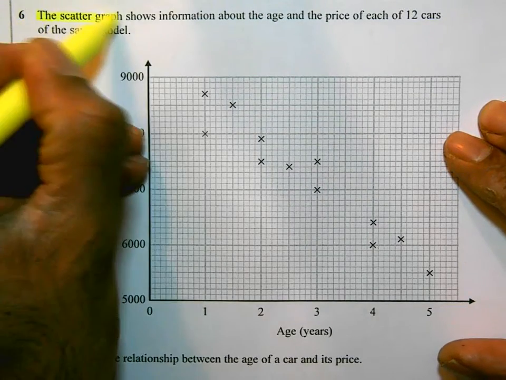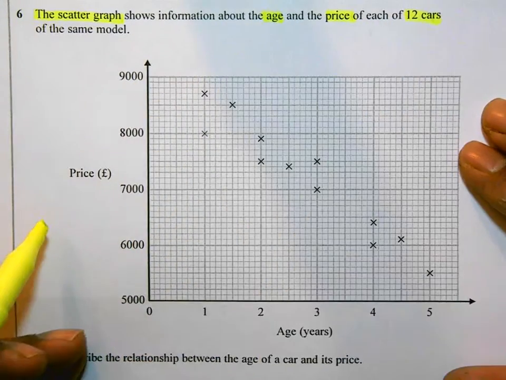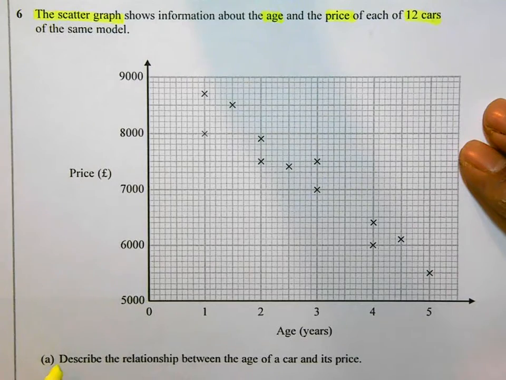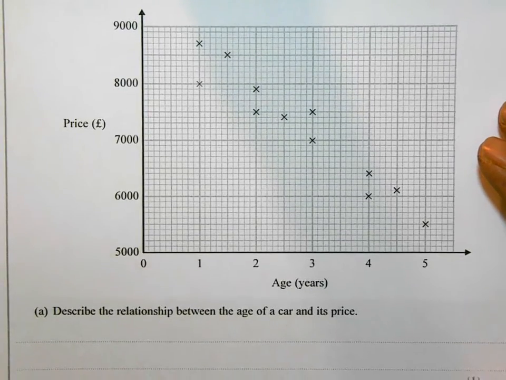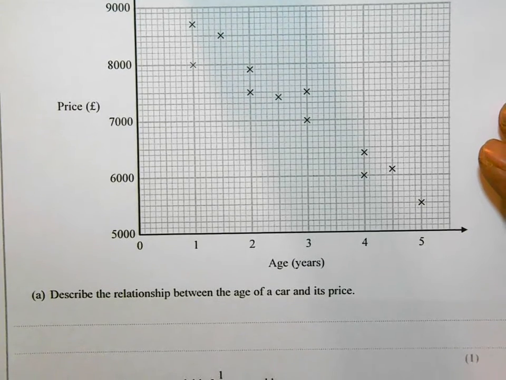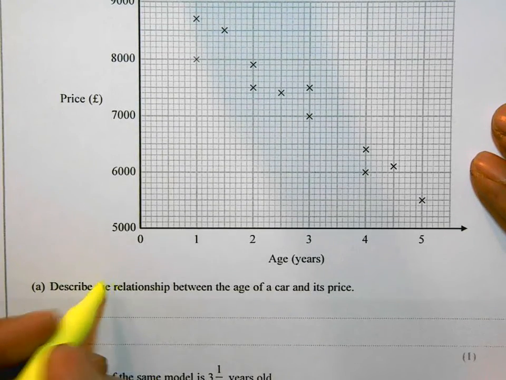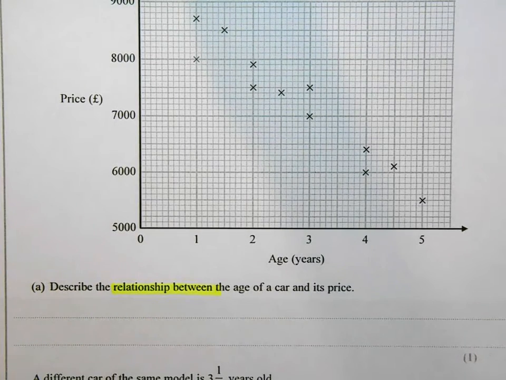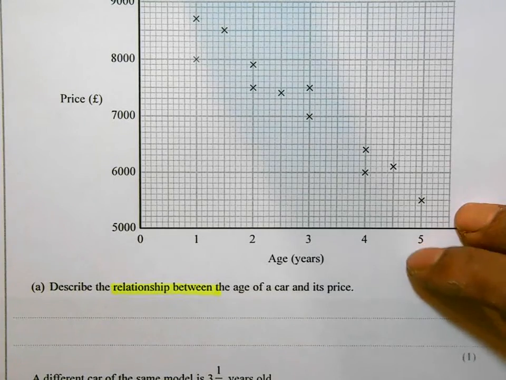It says the scatter graph shows information about the age and the price of each of 12 cars of the same model. And then part A of the question says describe the relationship between the age of a car and its price. Now, there's several things that you could write. You could write something like, as a car gets older, its price gets less, right?